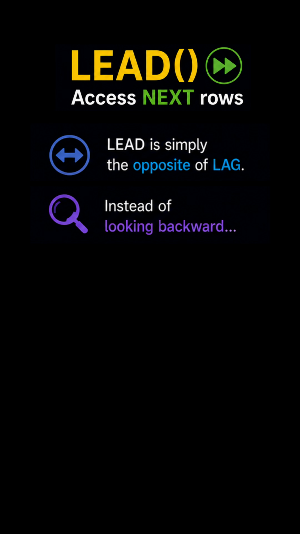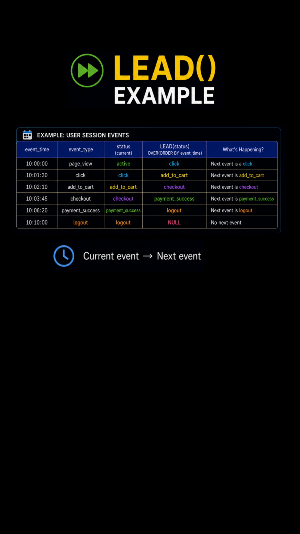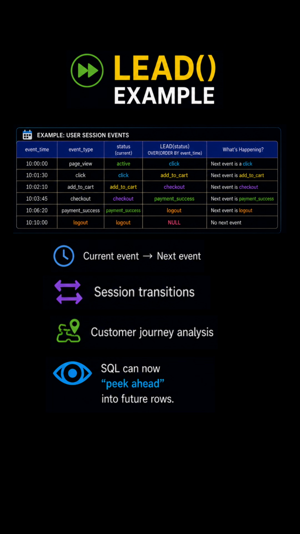Lead is simply the opposite of lag. Instead of looking backward, lead looks forward. It lets SQL access the next row's value. This is super useful in event processing. Example: current event, next event, session transactions, customer journey analysis. SQL can now peek ahead into future rows.